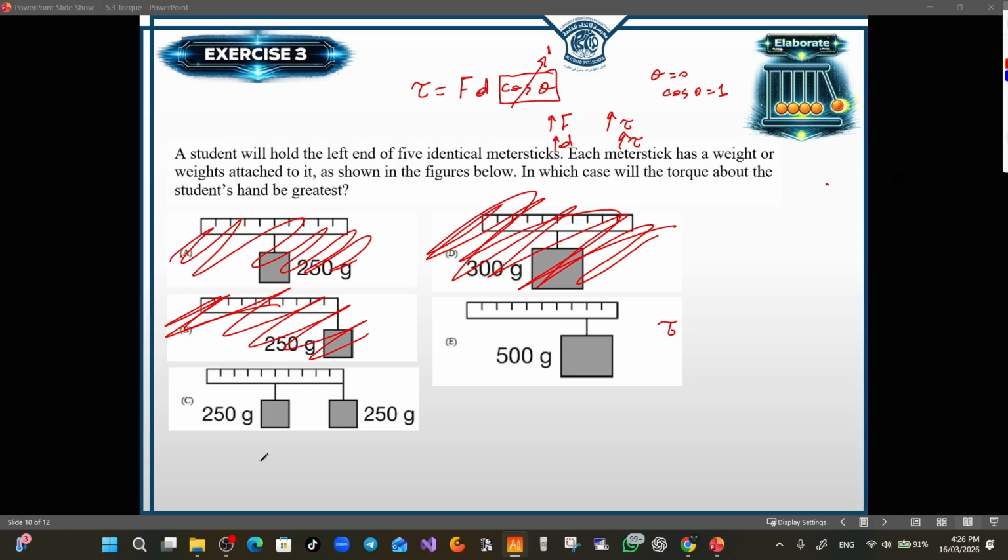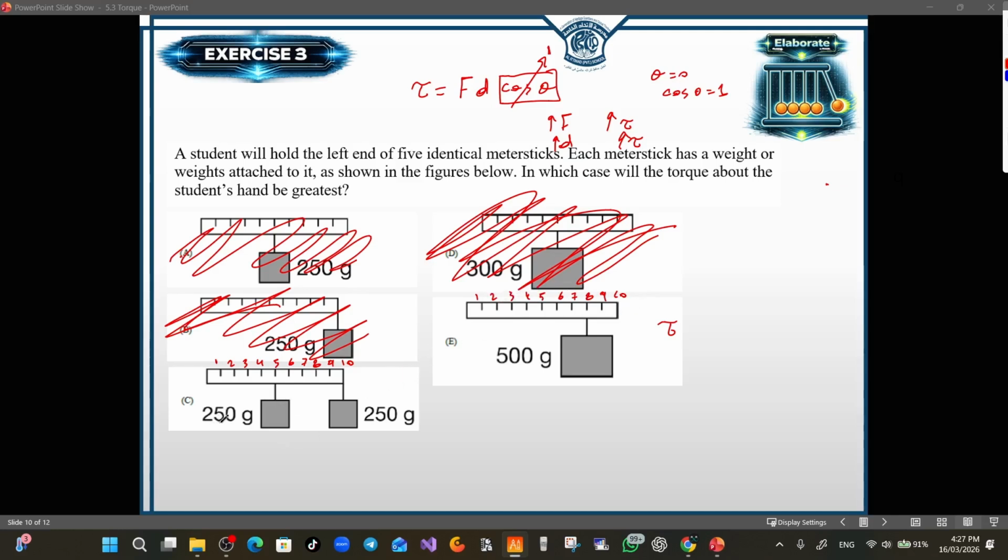Now, we need to calculate the torque due to each one of them. However, here we don't know what the distance is. So since we are dealing here with a meter stick, we can assume that this is 1, 2, 3, 4, 5, 6, 7, 8, 9, and here is 10. Also here we can use 1, 2, 3, 4, 5, 6, 7, 8, 9, 10. You can use different values, but make sure that the separation is the same, so you are increasing the order in a constant, linear way.